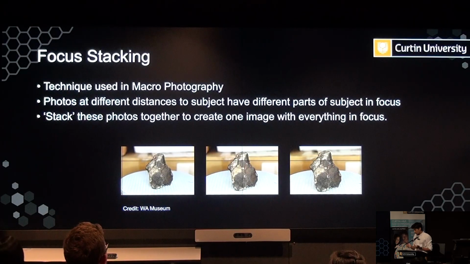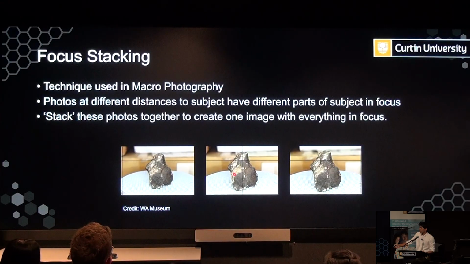In the first photo, you can see how the front of that meteorite is in focus, while the back is a bit blurry. And in the second photo, you can see how the back of the meteorite is in focus and the front is a bit blurry. And in this photo, that's the combination of these 2 photos together. So everything is now in focus.